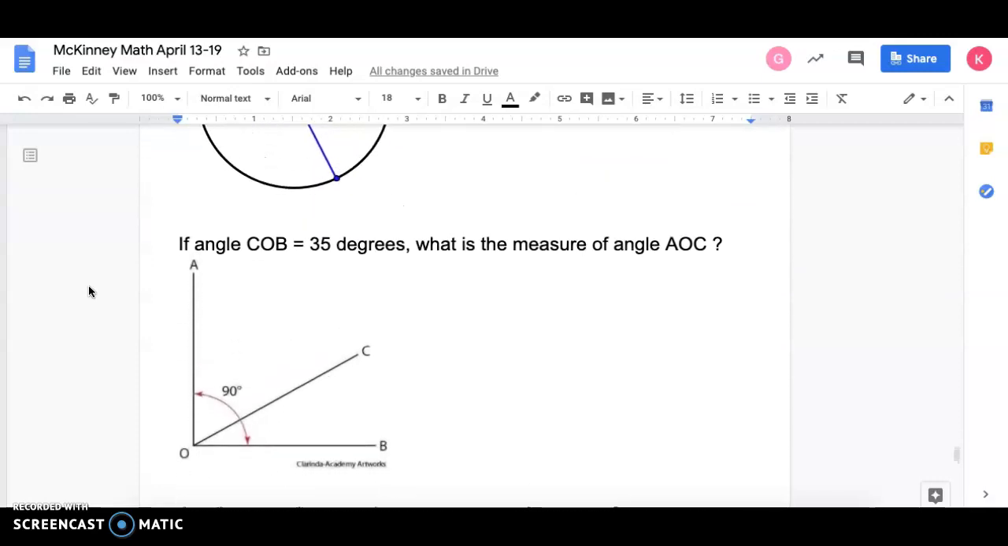Now we've got some angles, so make sure you've watched the video on complementary and supplementary angles. So this whole thing, angle AOB, is 90 degrees. So if COB is 35 degrees, what is the measure of angle AOC?